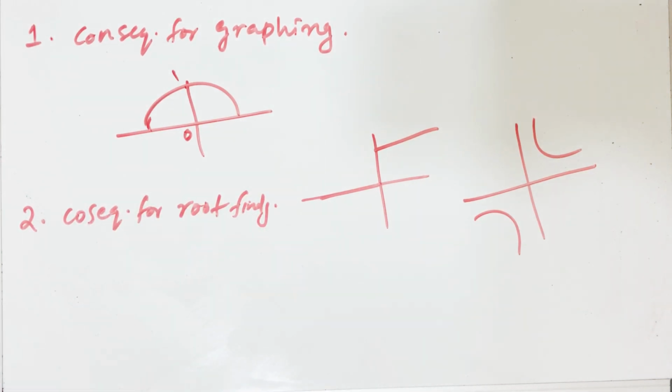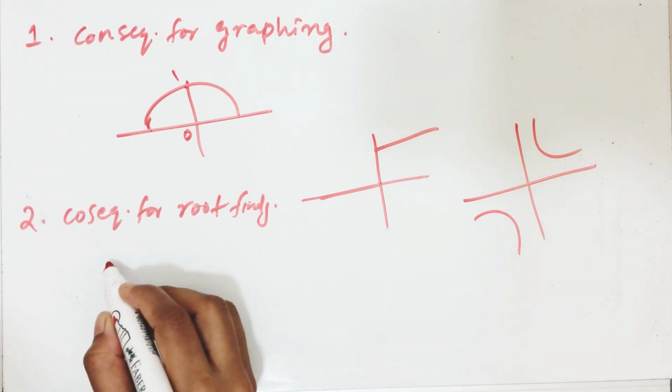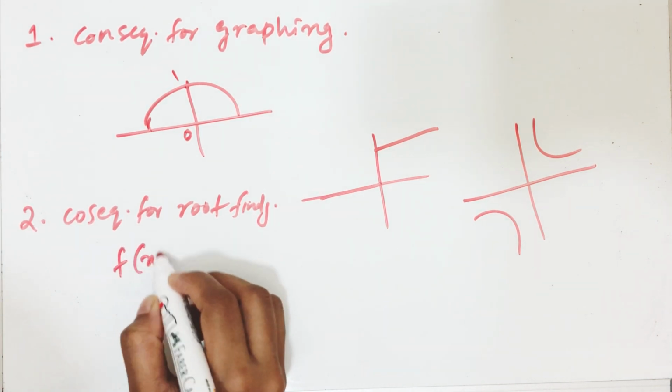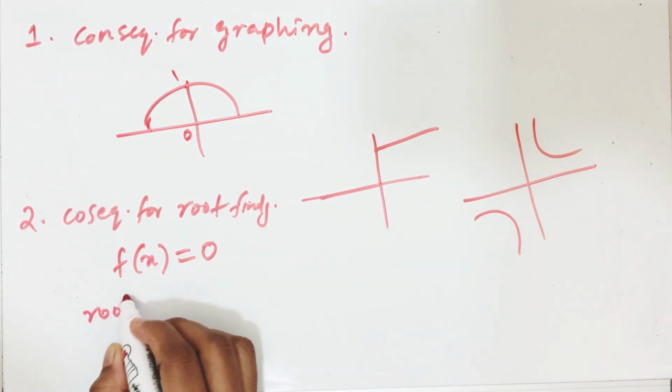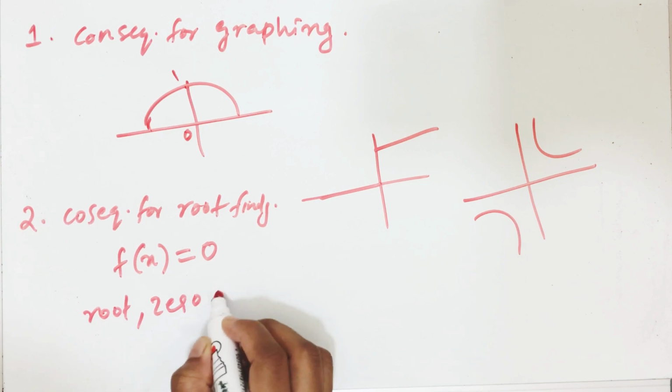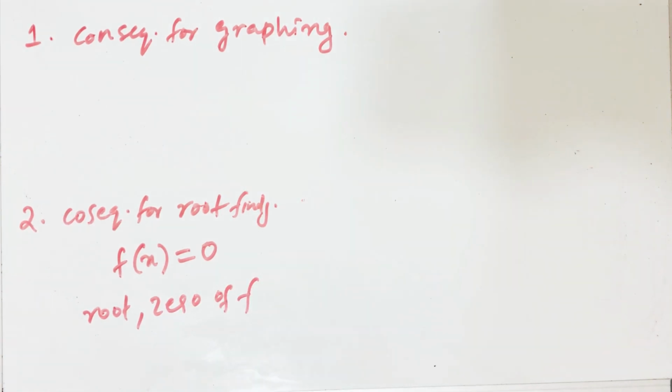What is a root or a zero of a function f? We know that the solution of the equation f of x is equal to 0 is called a root or zero of f. By the intermediate value theorem, we can say that if f is continuous, then any interval on which f changes sign must contain a zero of the function.